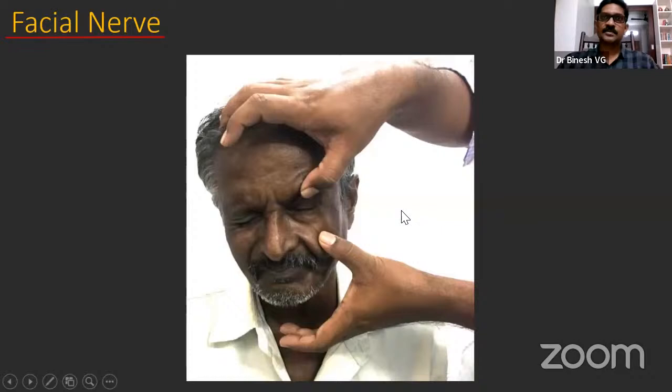So on the face, you are going to assess the facial nerve. We are not going to do every test for the facial nerve, just the main nerve which is affected, the zygomatic branch. What we have to do is ask the patient to close the eye and try to pull the lid downwards and see whether there is any weakness. If there is, record it for both eyes.